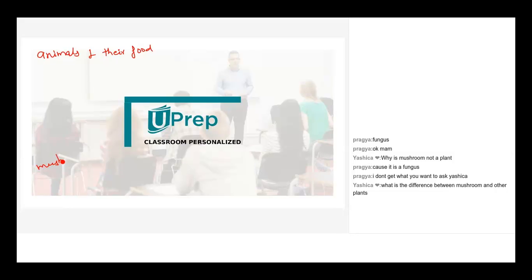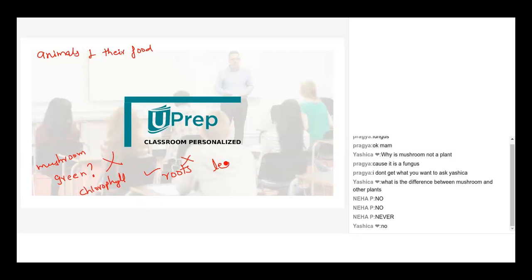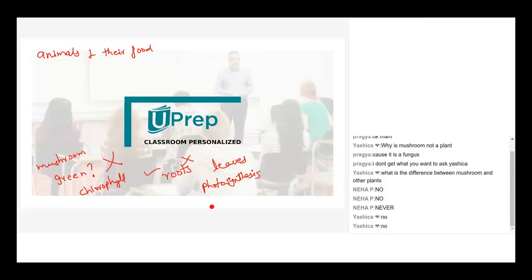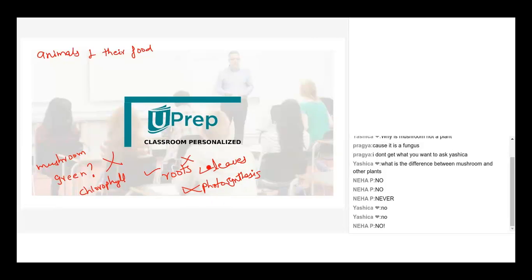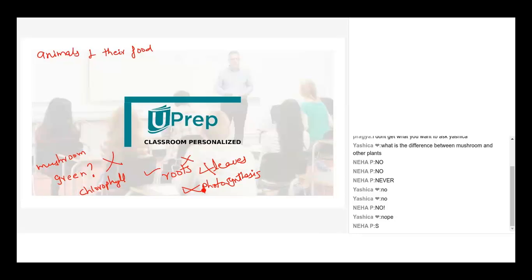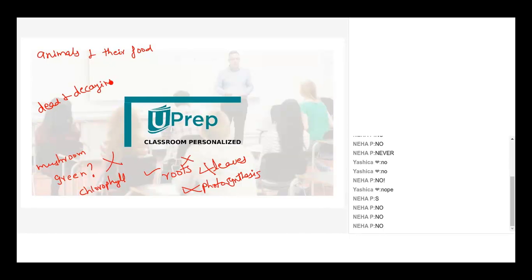Have you ever seen mushrooms having roots? Have you seen mushrooms having leaves? Have you seen them doing photosynthesis? These are characteristics of plants. So if they do not have the characteristics of plants, then they cannot be called plants. Do they bear flowers? Do they bear fruits? The only thing is that they grow in size, and out of dead and decaying matter.